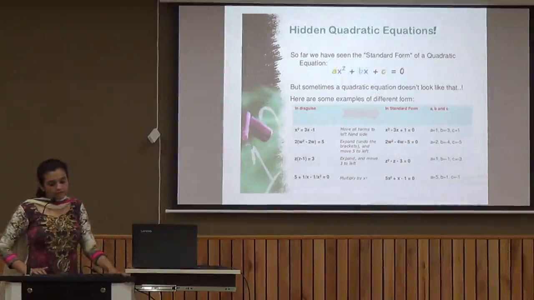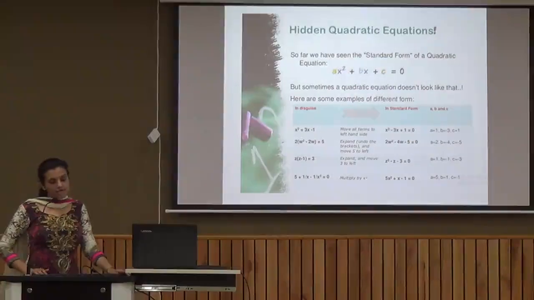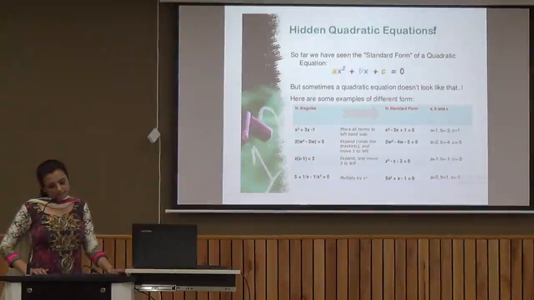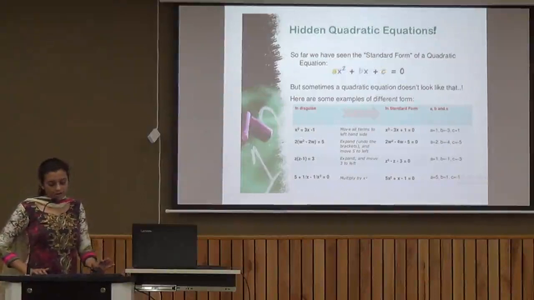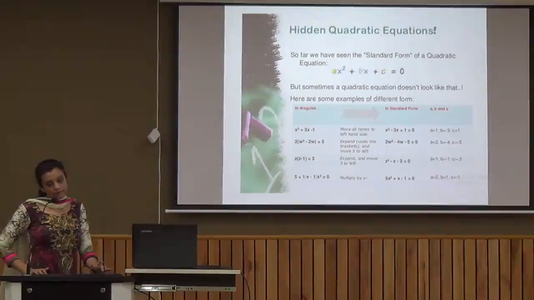Z minus 1 equal to 3. Expand and move 3 to the left. You get z square minus z minus 3 equal to 0. And as such here, yes, a is 1, b is minus 1, c is minus 3. Now look at the third one: 5 plus 1 by x minus 1 by x square equal to 0.